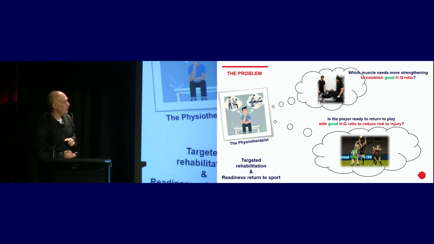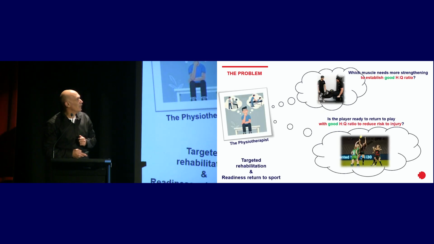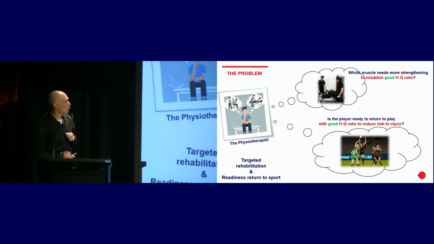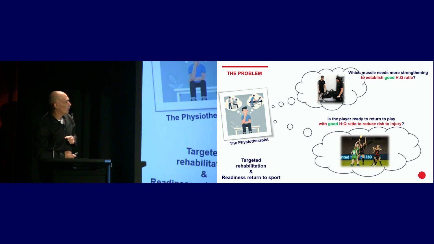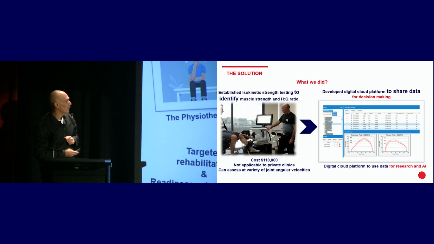The physios have two dilemmas. One is which muscle needs to be strengthened more to have a good HQ ratio, and the other question is what is the best time to allow the player to go back to playing the sport.